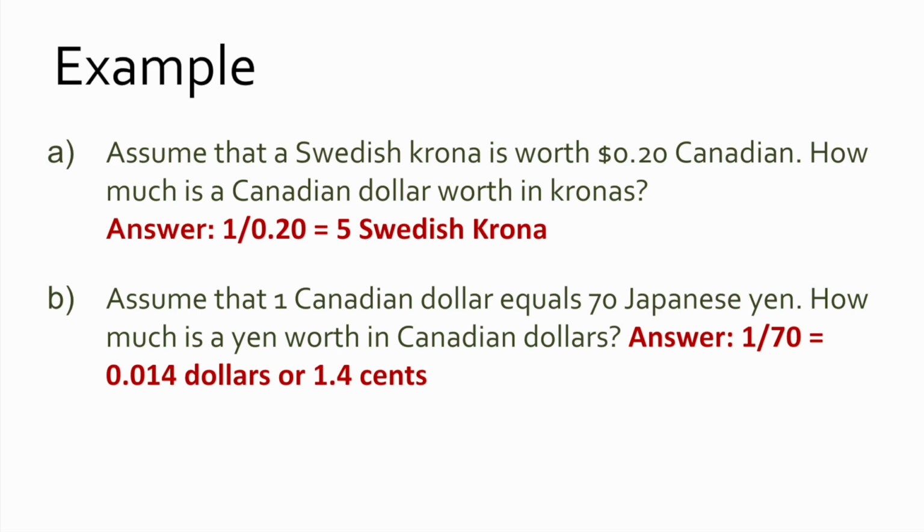Assume that the Swedish krona is worth 20 cents Canadian. How much is the Canadian dollar worth in krona? So if we took 1 over 0.20, we can find that the Canadian dollar is worth 5 Swedish krona. If we assume that $1 equals 70 Japanese yen, we'd ask how much is a yen worth relative to the Canadian dollar. So we take 1 over 70 and we get 1.4 cents.